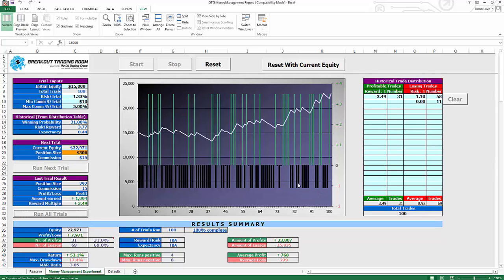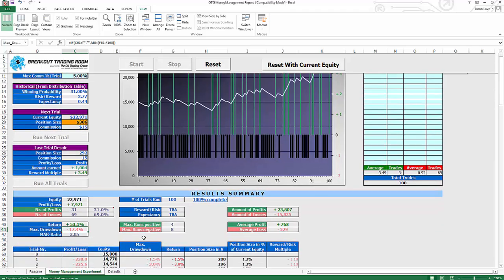But here's what's cool about this, okay? And by the way, this lines up with the numbers that we've reported. Look at the drawdown, 17.4%. I'm hoping you can see that. 17.4% I drew down on my account.